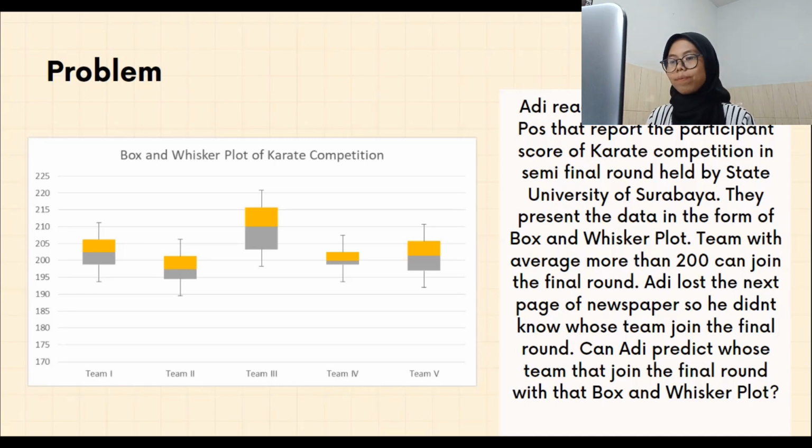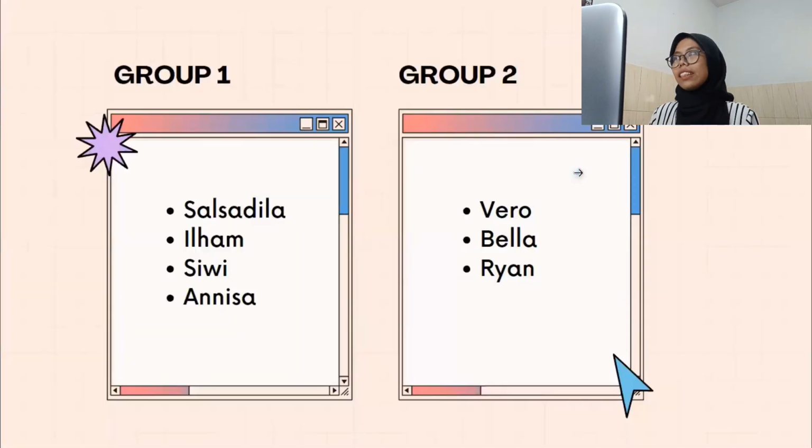Okay, in this meeting, we will study in a group. So the learning today will be carried out through investigation, group work, and discussion. Alright, here I already divided you into 2 groups. So for group 1, the members are Salsadila, Ilham, Sivi, and Anissa. And for group 2, they are Vero, Bella, and Rian. So for group 1 and group 2, please gather in your group.